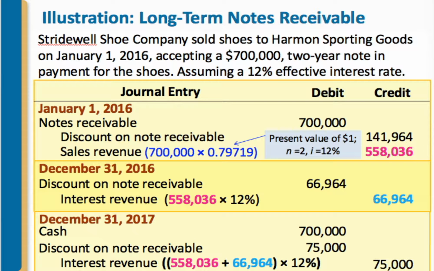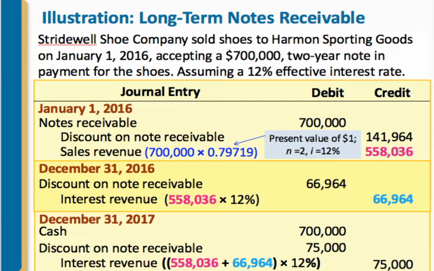We account for long-term notes receivable the same way that we account for short-term notes receivable. The only really big difference is that the time value of money has a much larger effect because the length of time is greater. As an example, this illustration shows the facts in the last illustration to have Stridewell agree in January 2016 to accept a 2-year non-interest-bearing note. It's useful to consider a couple of aspects right now.